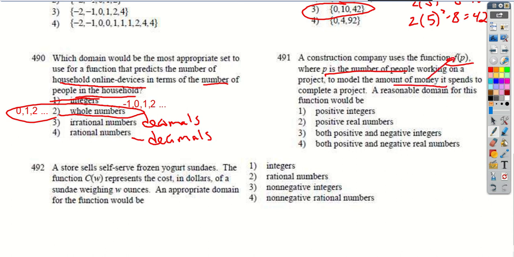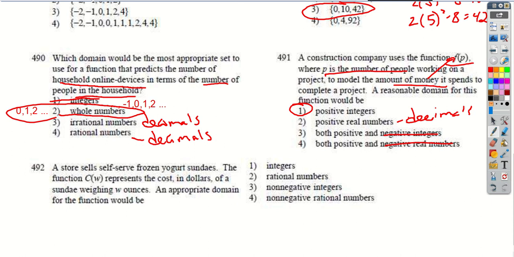What's a domain for this one? So the number of people. Remember, domain is the x values, so that's the number of people, and same thing. Positive integers would be okay. Positive real numbers would not be okay because this once again includes decimals. Both positive and negative: negative's a no-go, and we don't want any negatives here either. So we're using positive integers.